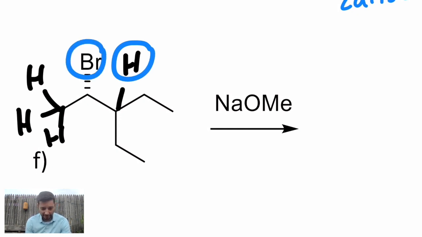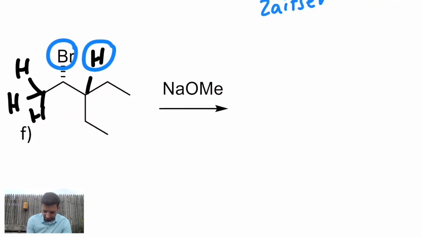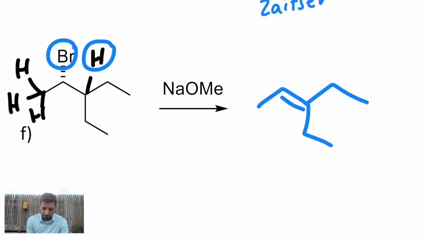I drew it anti. Well, if it's not, you could rotate around that carbon bond and notice it's not a stereocenter there. Those are just 2 ethyl groups. So there's no possibility of different alkene geometries here like we saw in the past. You would get that. Notice I'm always just drawing an alkene in between the 2 carbons where the H and the bromine used to be. That's what your product looks like.